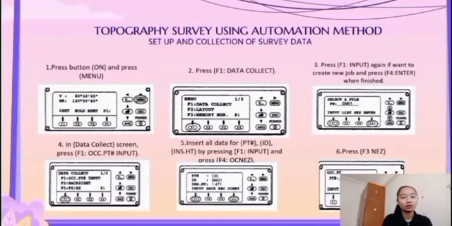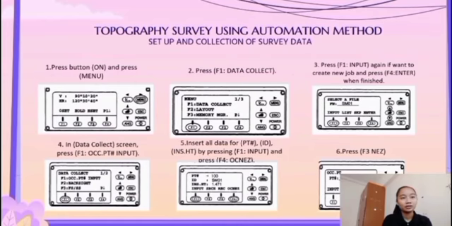Topography survey using automation method. Set up and collection of survey data. 1. Press button on and press menu. 2. Press F1 data collect. 3. Press F1 input again if you want to create a new job and press F4 enter when finished. 4. In the data collection screen, press F1 OCC PT# input. 5. Insert all of the data: PT# ID, INSHT, by pressing F1 input and press F4 or CNFM.